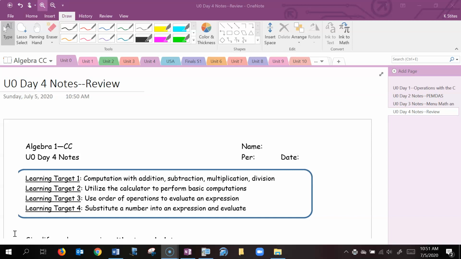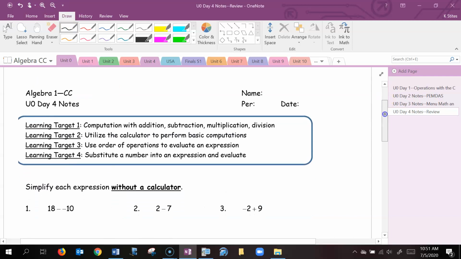We will talk about all 4 of these learning targets. We're going to review computation with our calculator. We are going to use order of ops or PEMDAS, and we're also going to do some menu math, substituting a number into an expression and evaluating.